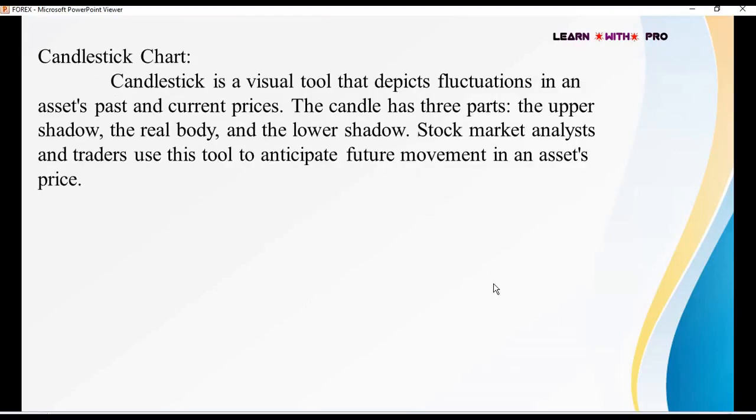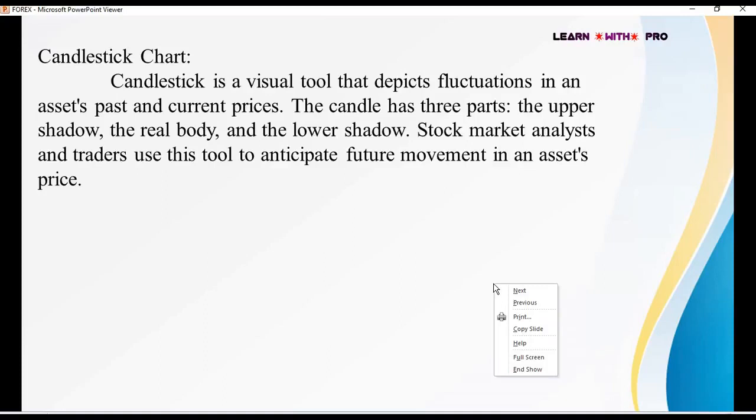Now moving on to candlestick. A candlestick is a visual tool that depicts fluctuation in an asset's past and current price. The candle has three parts: the upper shadow, the body, and the lower shadow. Stock market analysts and traders use this tool to anticipate future movement in an asset's price.